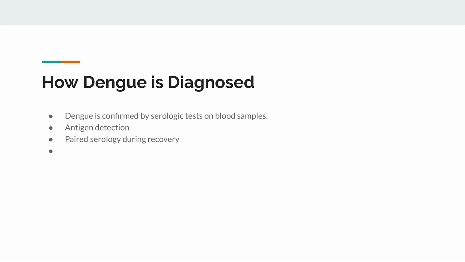Dengue is diagnosed in the laboratory by serologic tests, by taking blood samples from the patient and testing it. During the acute phase of the disease, antigen detection is how dengue is recognized, as well as pairing the serology during the recovery phase of the dengue fever. Diagnosing dengue fever can be difficult because the signs and symptoms can be easily confused with other diseases such as malaria, leptospirosis, and typhoid fever.